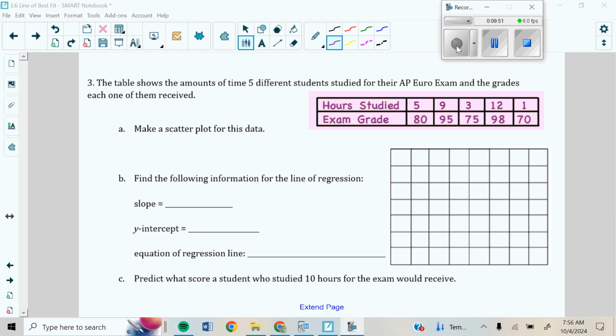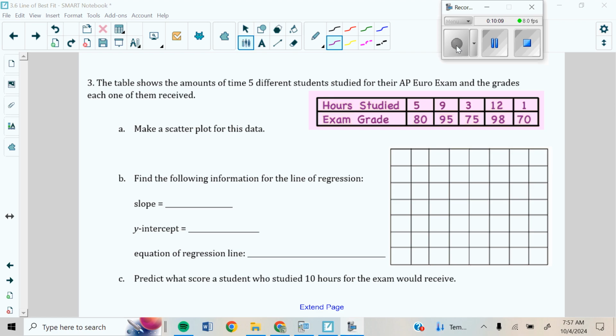All right, so I know in your notes that that table didn't show up when we printed it. So take a pause here and write that table into that open space in your notes. So it says, make a scatter plot of this data. Okay, so when you do this, here's what I'm going to suggest.